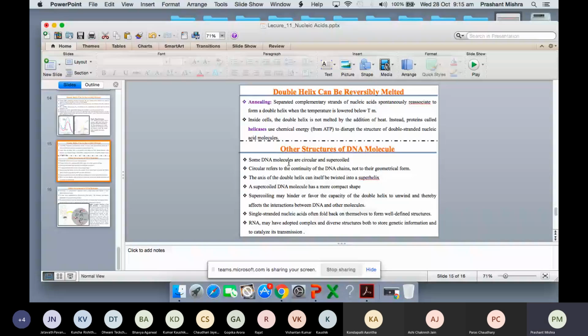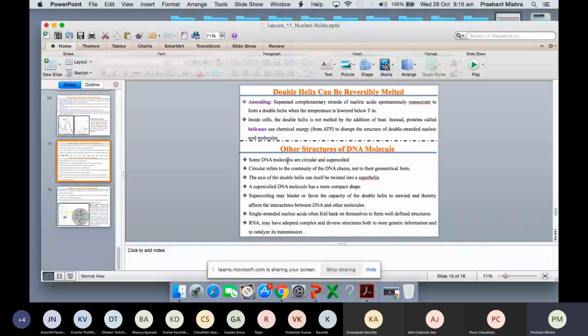But other than that, let us look at the topography. Let us look at the type of the DNA. If you see the DNA, mostly we have talked about the linear DNA. Some of the DNA molecules could be circular. Have you seen circular DNA anywhere? In bacteria? Yeah, in the bacteria.